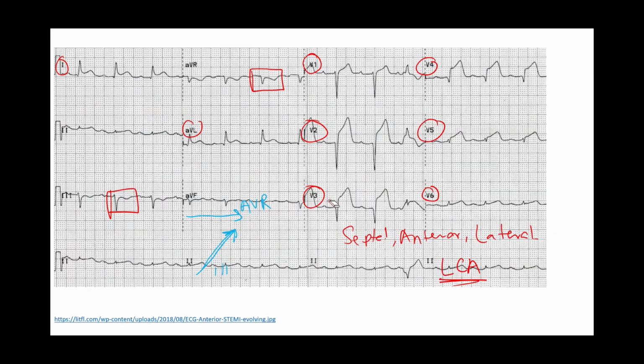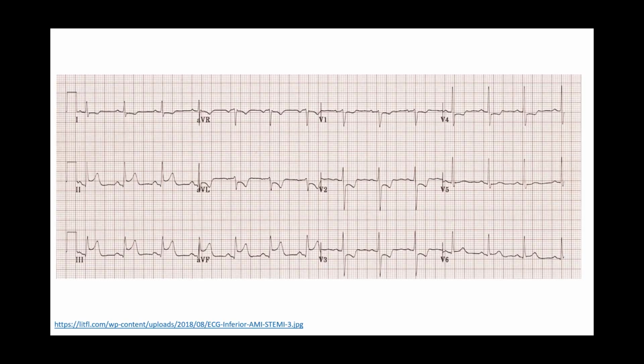Finally, I do want to note that there are deep Q waves in V2, V3, and V4. You may think V1 has a Q wave, but it's actually an RS complex. You'll see the little R wave before the S wave. Again, this is suggestive of disease involving the anterior portion of the heart.